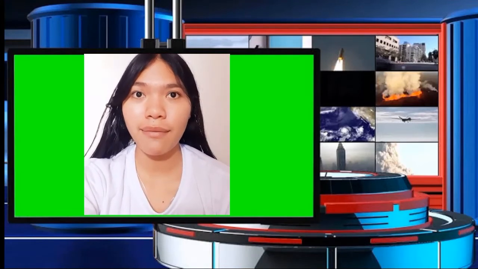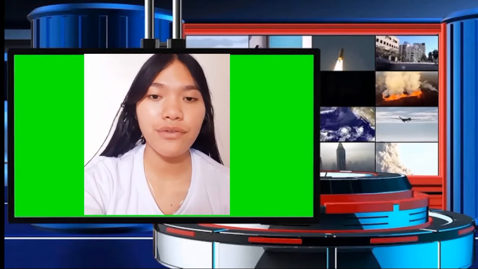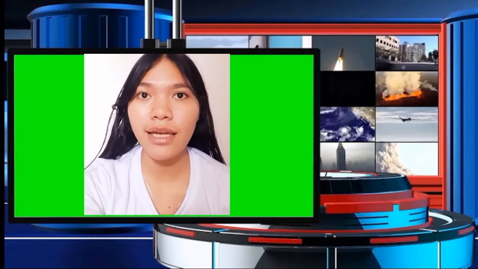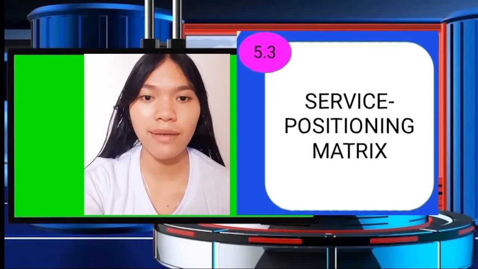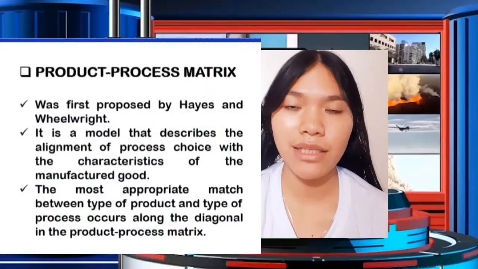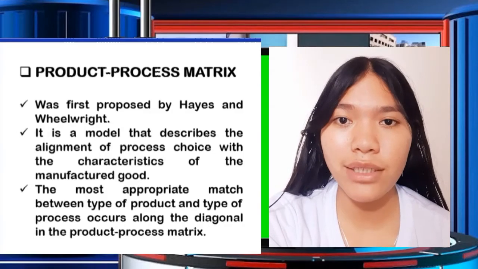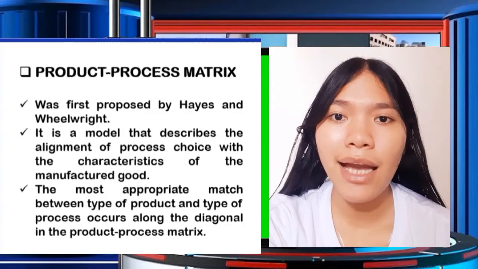So next, we will be tackling the two approaches to help understand the relationship between product characteristics for goods and services and the process choice decisions. And these are the product process matrix and the service positioning matrix. So first we will be tackling the product process matrix. So the product process matrix was first proposed by Hayes and Wheelwright.